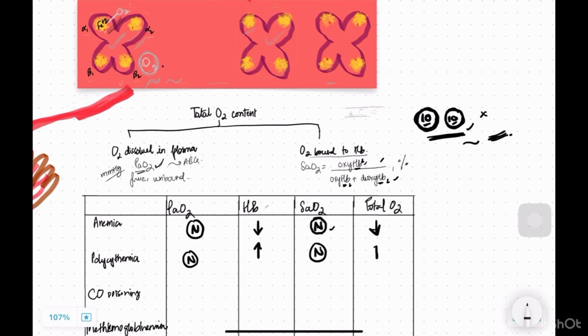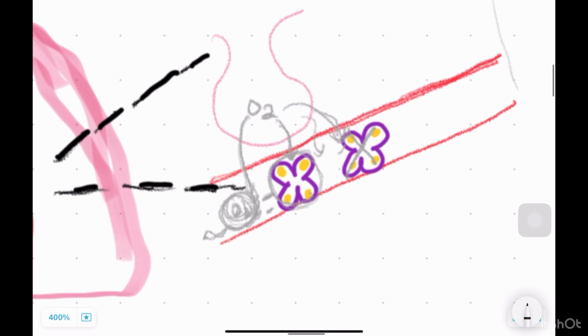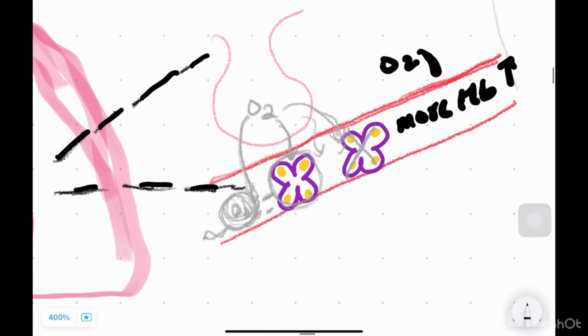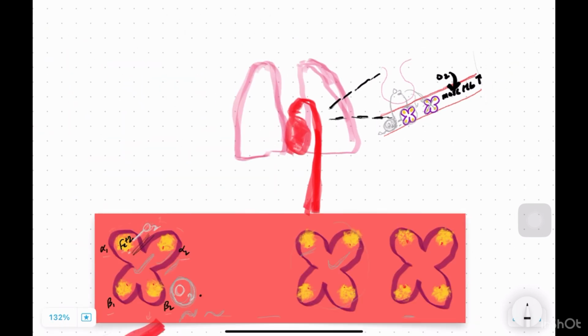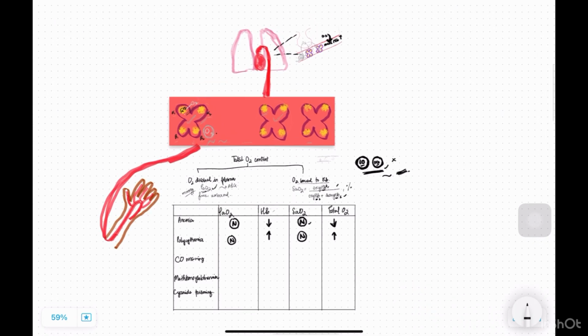And because the amount of hemoglobin is increasing, your total oxygen will increase again. Because you have more hemoglobin molecules, you can take more oxygen into the body, right? So that's how that works. Let's now move on to carbon monoxide poisoning.